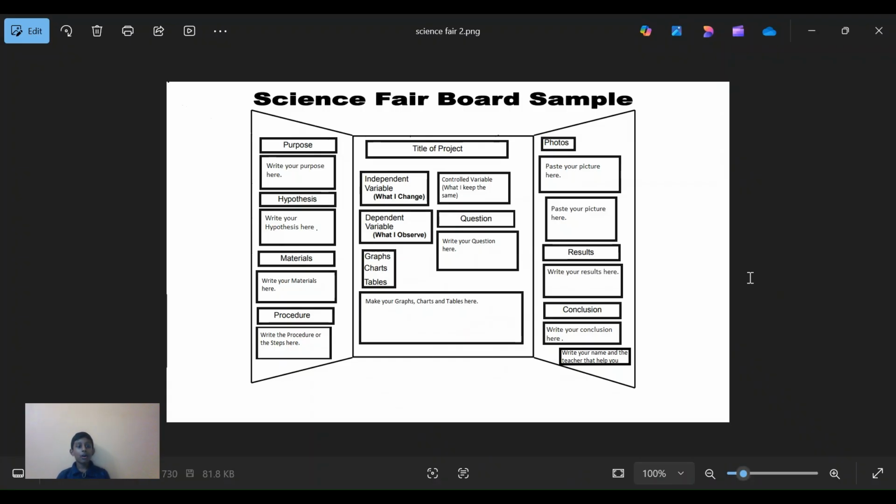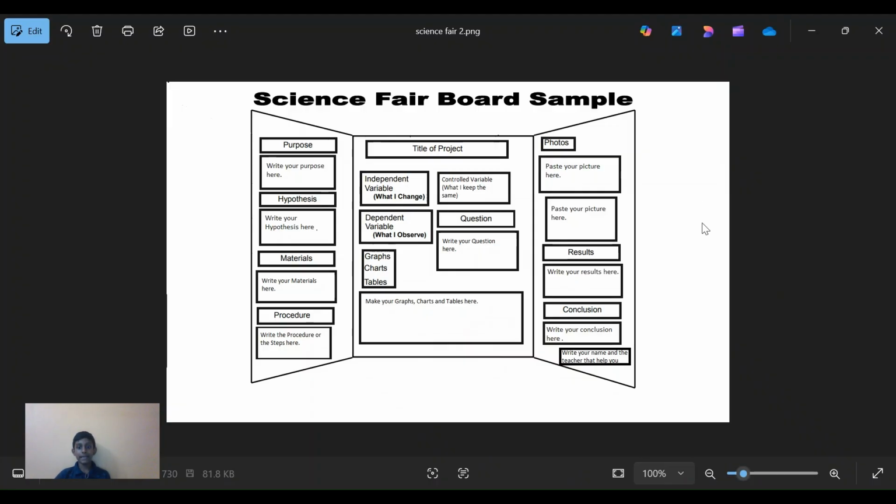The definition of dependent variable is the dependent variable is what is measured or observed as the response to change made to the independent variable. It reflects the experiment's outcome.